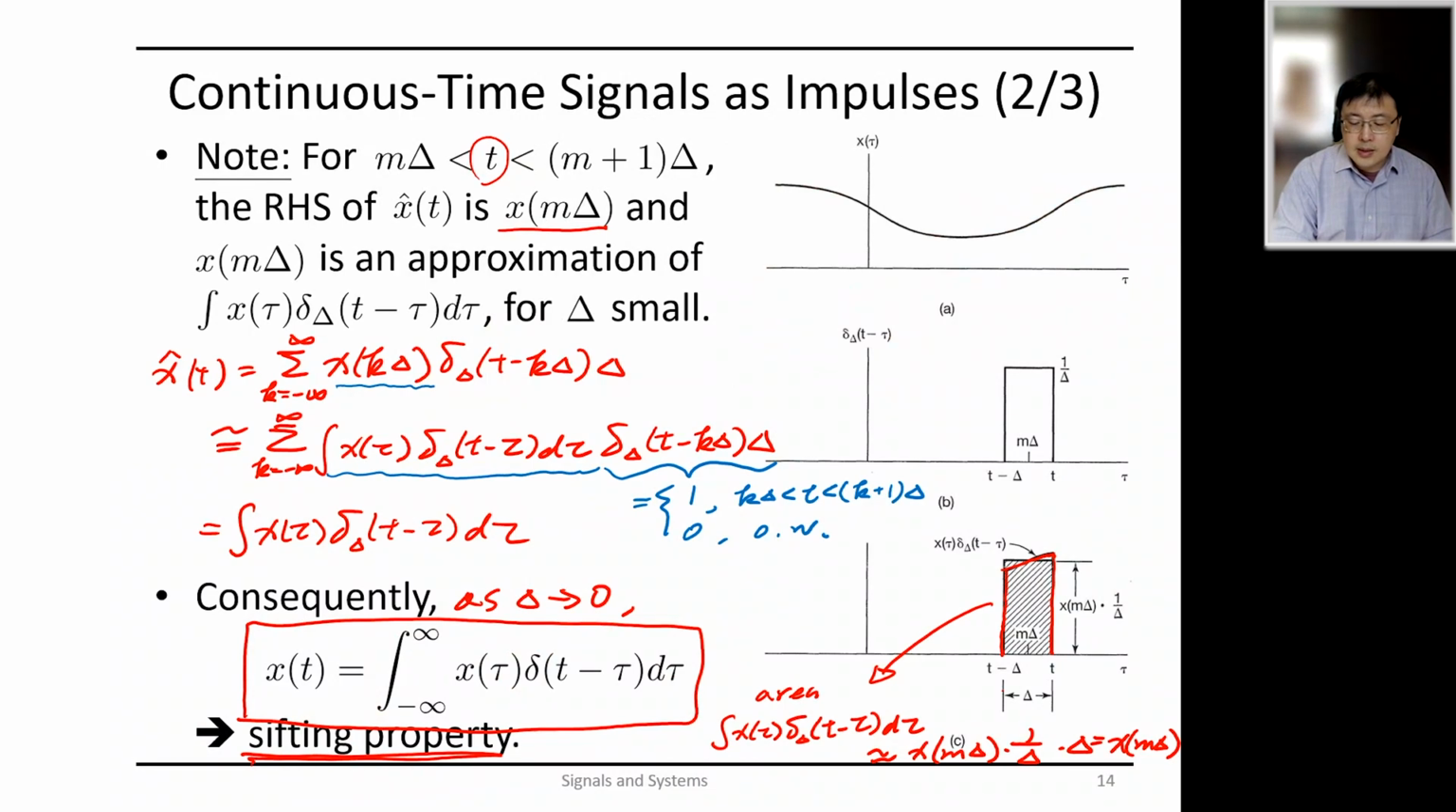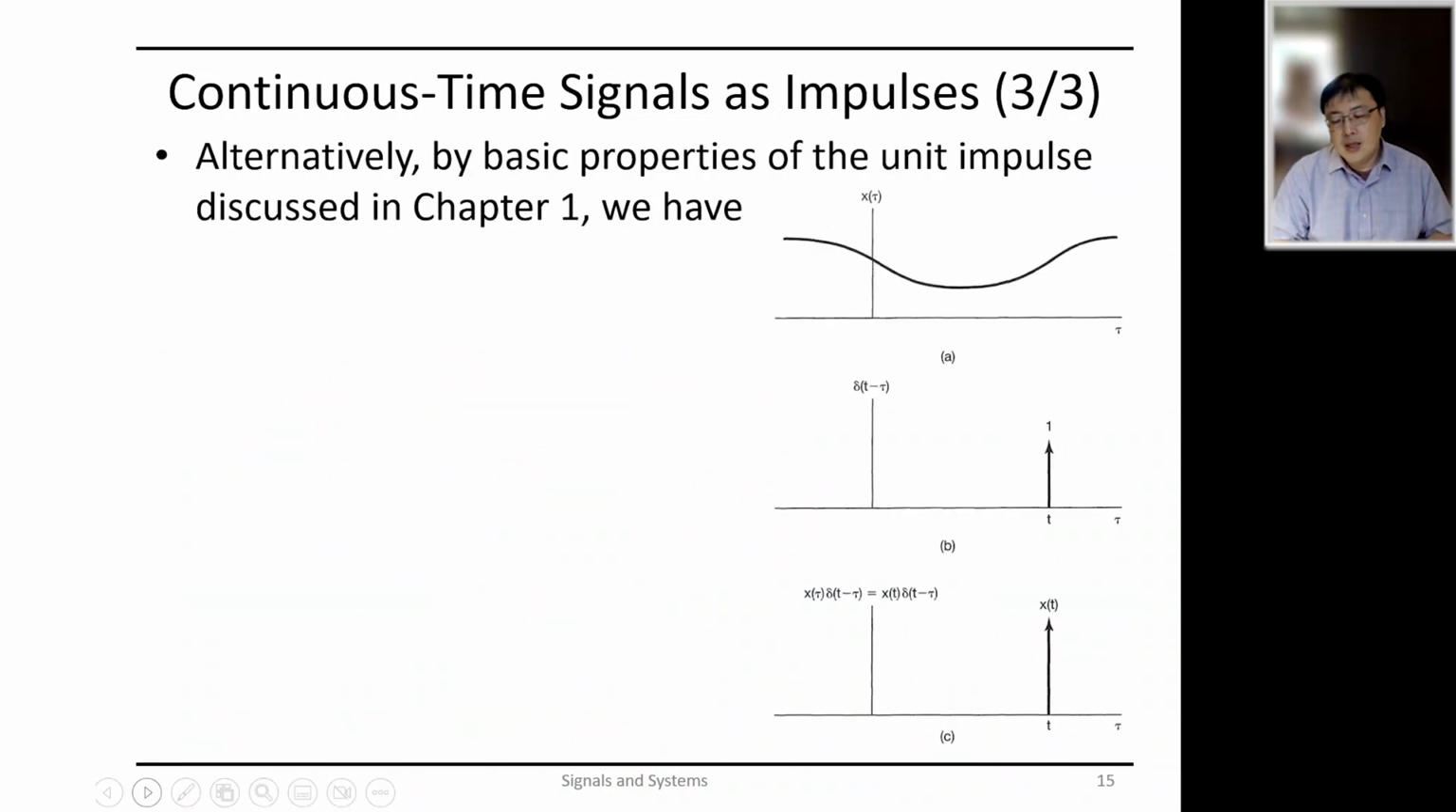Now, this shifting property, you can actually obtain in a much simpler fashion. The reason we went through the development before is because we wanted to draw some relation with the discrete time case. But actually, we were capable of obtaining this from the basic properties of the unit impulse that we introduced in chapter 1, quite directly.